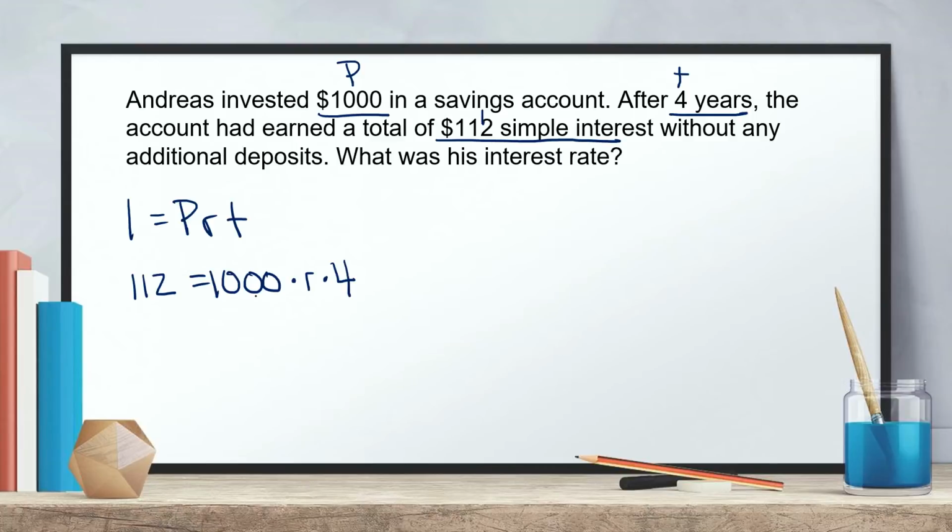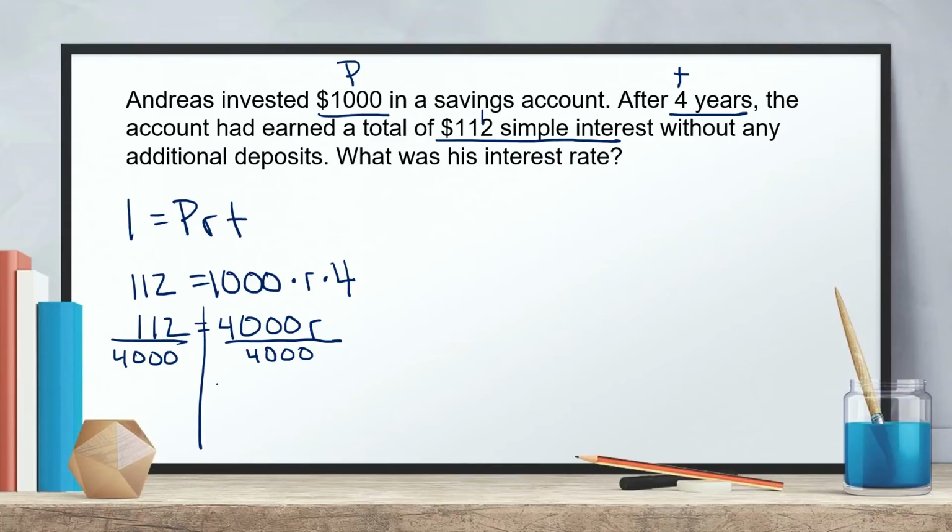So we go ahead and solve what we can. We can't multiply that in, but we can multiply 4 times 1,000. So 112 equals 4,000 times the rate. Now we're back at a simple equation, just like we've done before. We've got a coefficient other than 1, so we're going to have to divide. And if we divide one side, we divide the other.